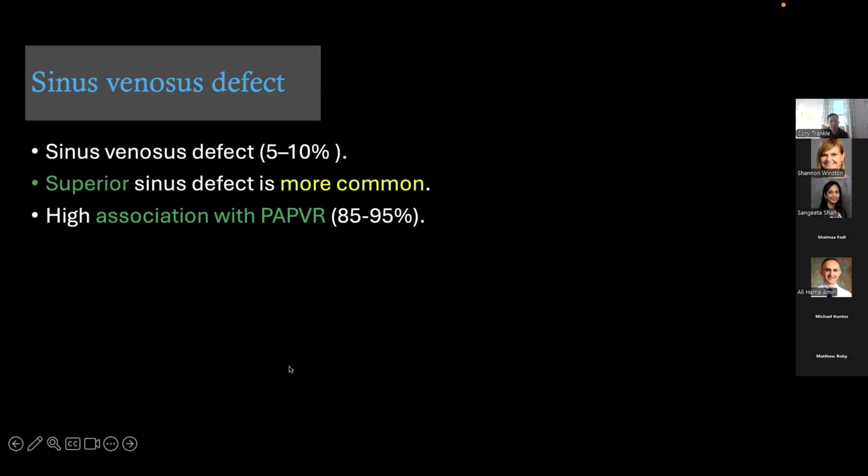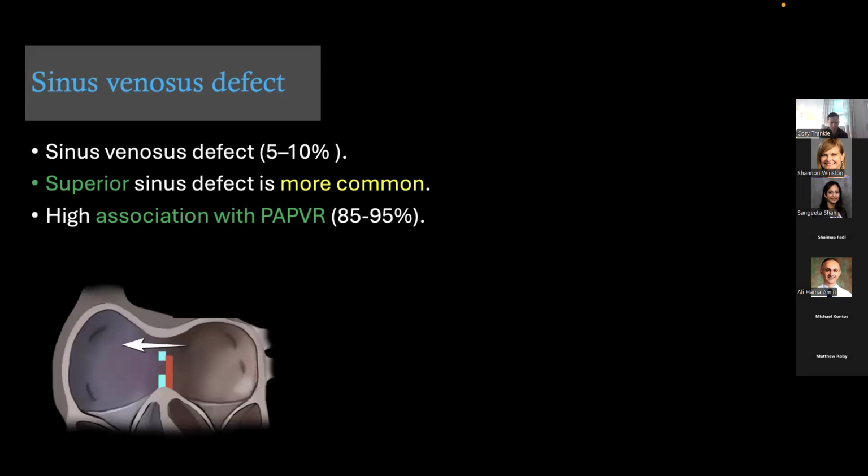Just a quick hint, sinus venosus defect is one of the least common ASD types. The superior sinus venosus defect is way more common than the inferior defect, and there is a significantly high association with partial anomalous pulmonary venous return. Almost 95% of those patients are associated with partial anomalous pulmonary venous return, specifically from the right lung. Usually when it is a superior defect, the anomalous venous returns are from the right upper or right middle lobes. And when it is an inferior defect, it's usually from the right lower lobe, but vice versa can happen.